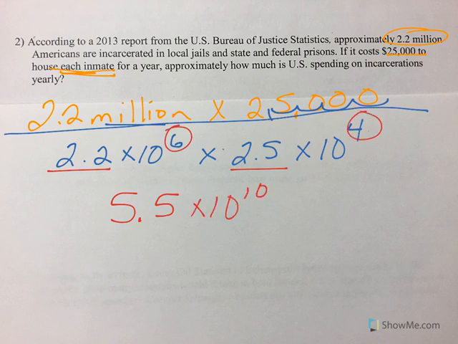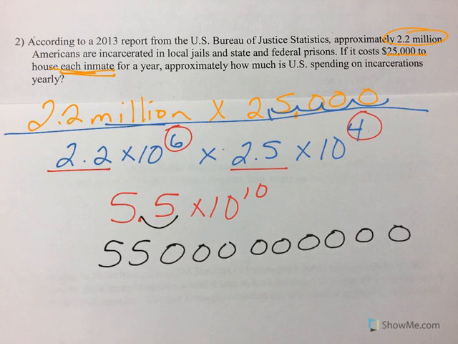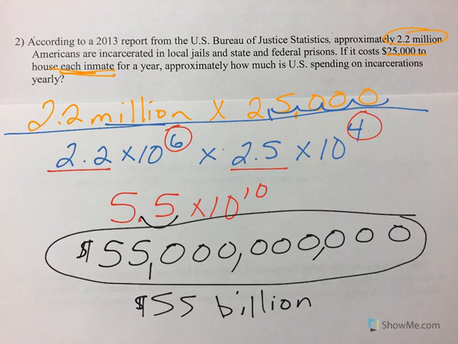Now again, we're talking about money, so I'm going to go ahead and change that to standard form. 10 places, so 1 means I'm going to have 9 zeros. 1, 2, 3, 4, 5, 6, 7, 8, 9. Which gives us roughly $55 billion is what we spend on inmates in a year. Approximately.